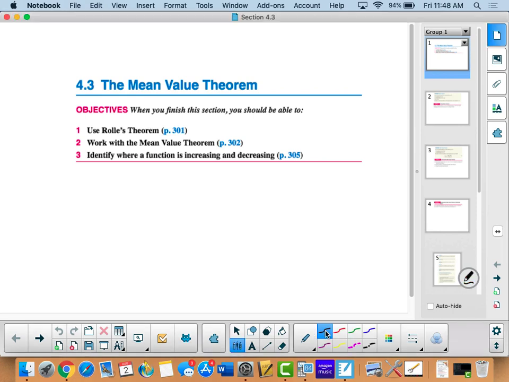In this video, we will be talking about the mean value theorem, and we'll use the mean value theorem to do some examples, and then we'll also use the mean value theorem to help us check whether a function is increasing or decreasing at different intervals.